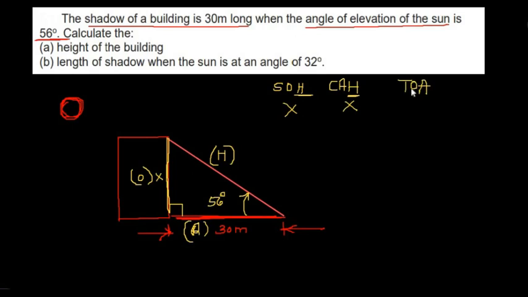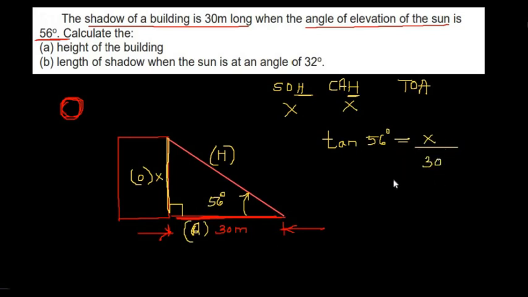Tan of the angle is equal to opposite over adjacent. We have to find out the opposite and we have the adjacent with us. So we write it as tan of 56 degrees is equal to opposite. Opposite is the height of the building, which is the x, divided by the adjacent. Adjacent is given as 30.